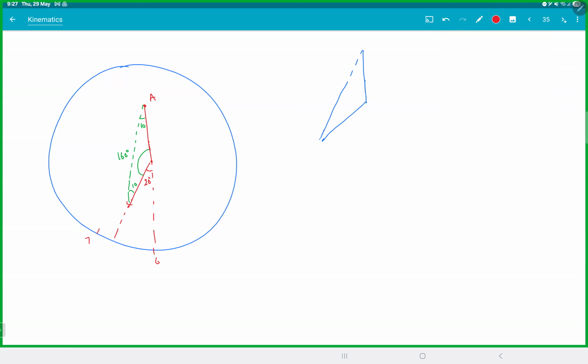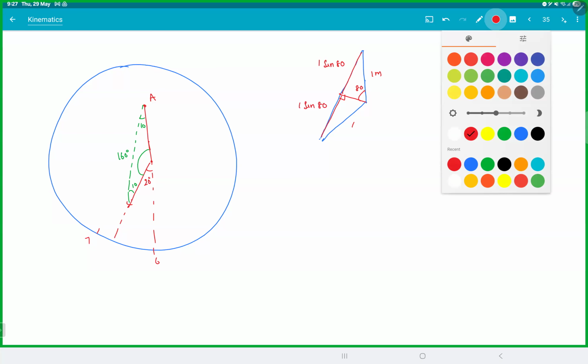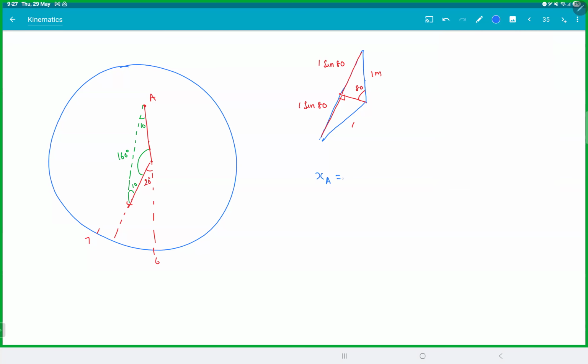I will drop a perpendicular from the center. This angle will become 80 degrees. This is 1 meter. So this will be the opposite side. This will be 1 sine 80. This also will be 1 sine 80. There. The displacement of point A will be 2 times sine 80. You can leave the answer like this. We can't simplify this further. Average velocity will be displacement by time. Clear, everyone?